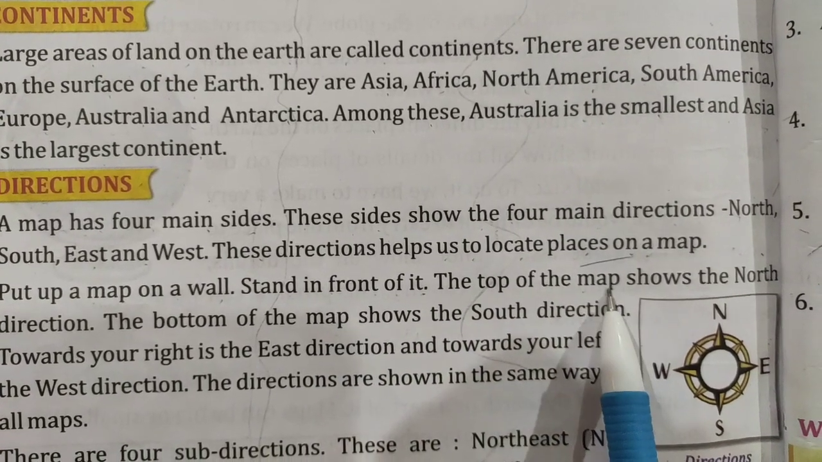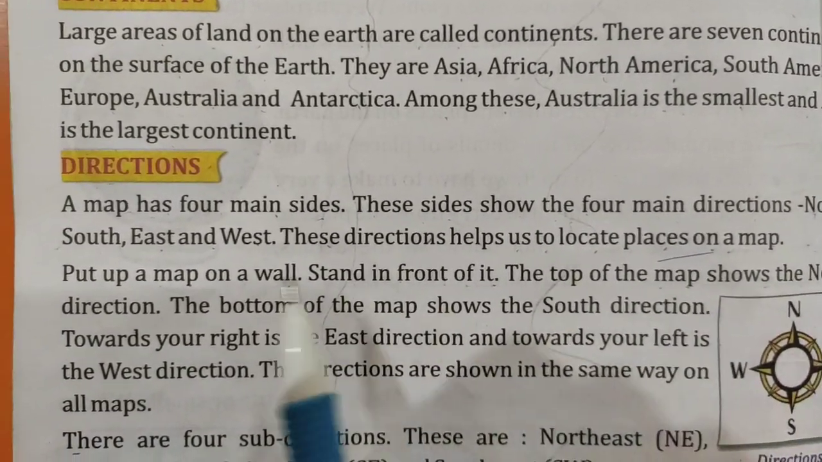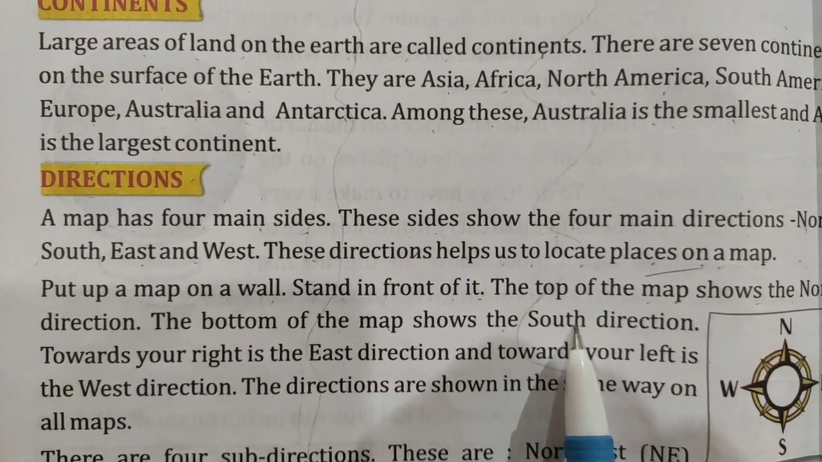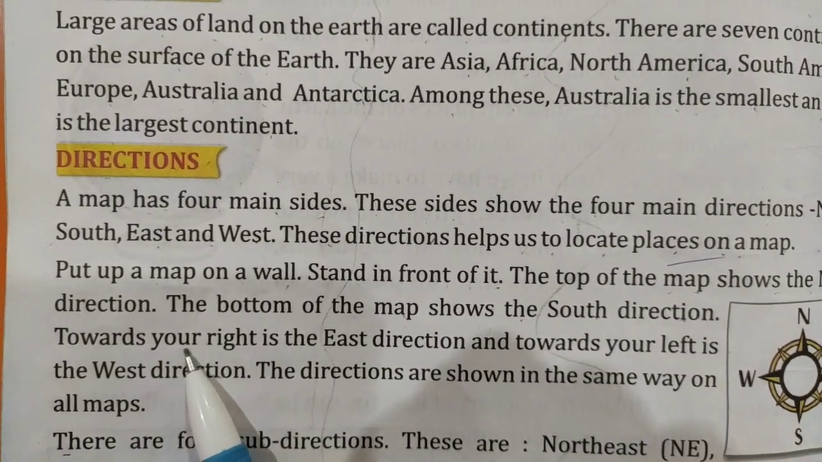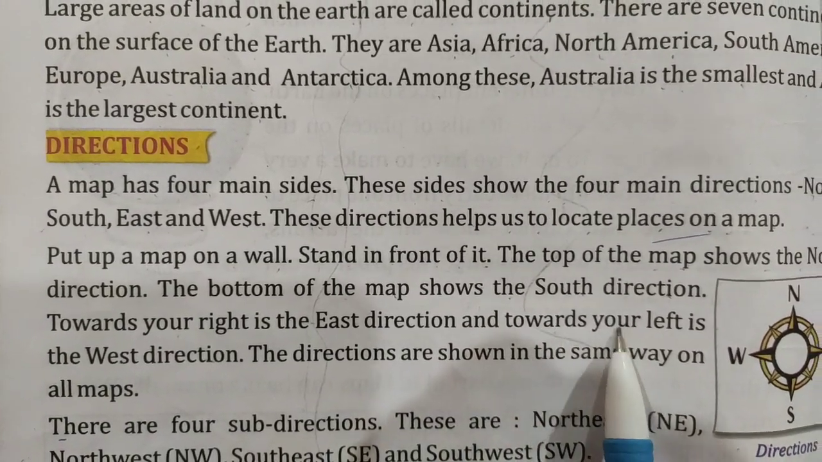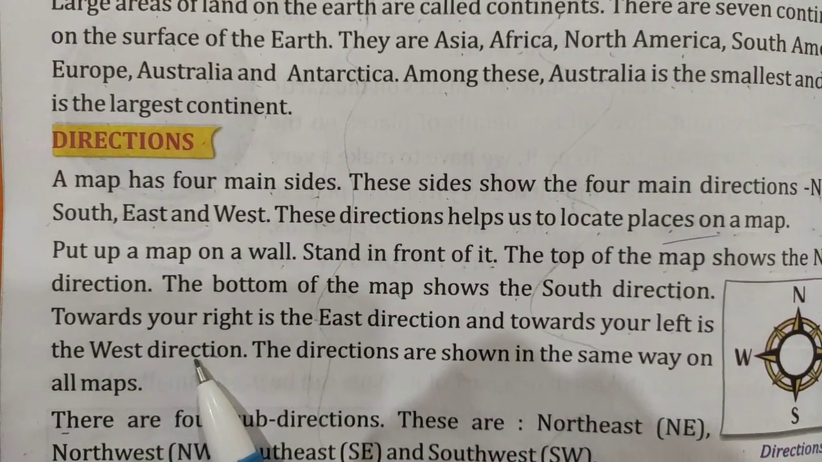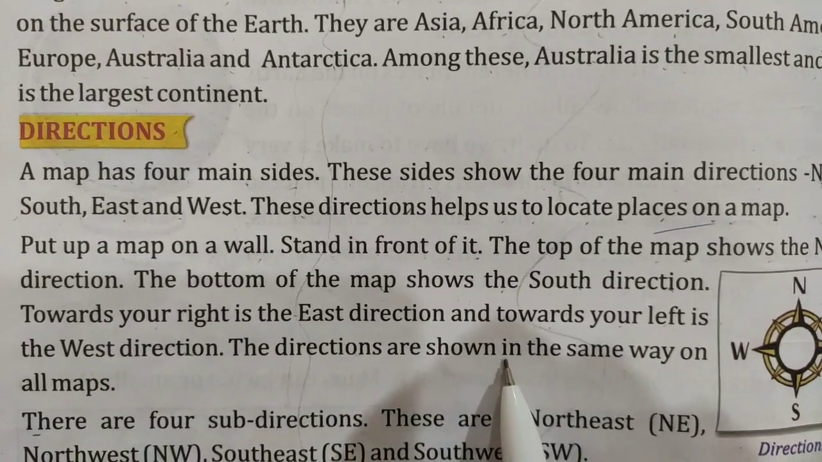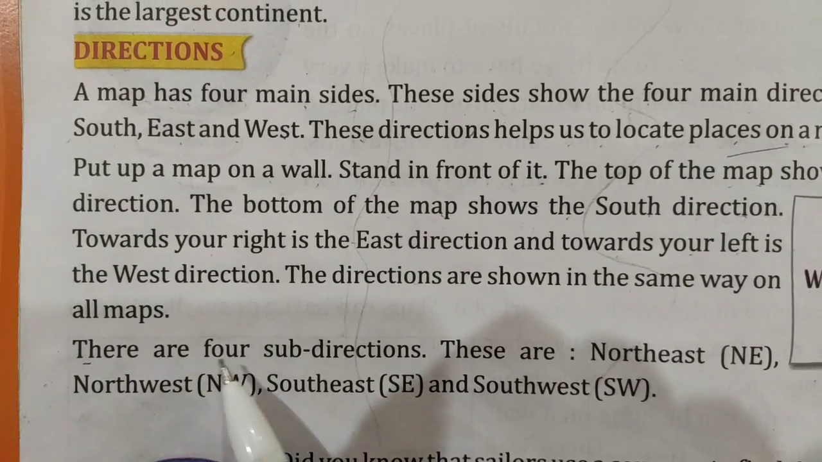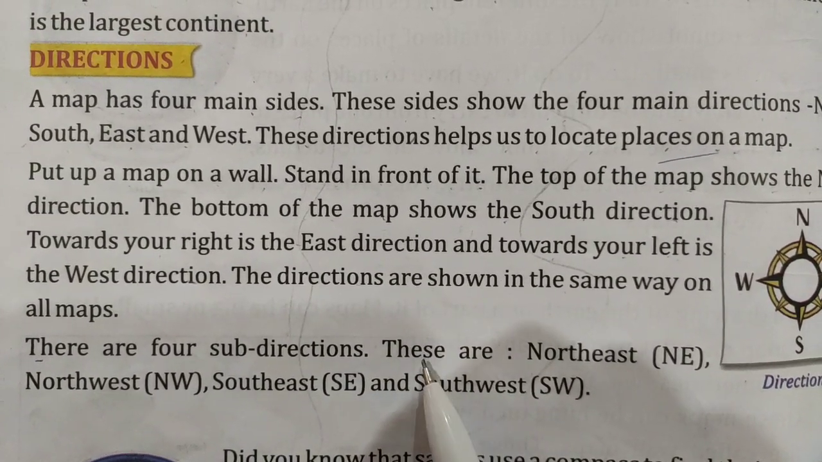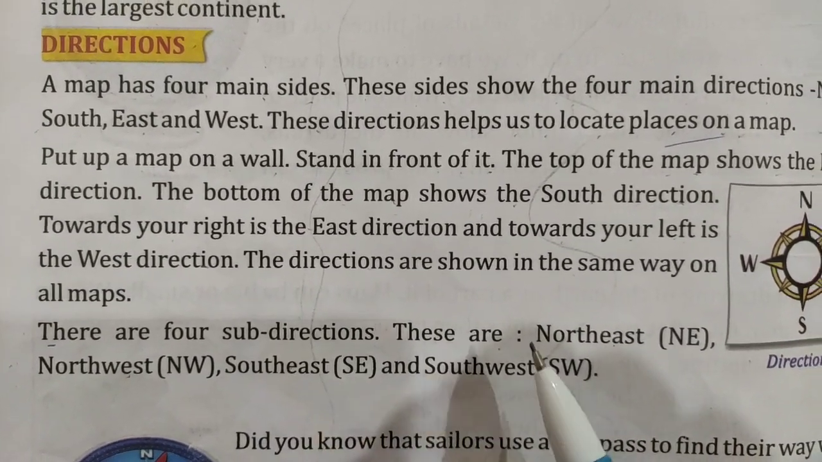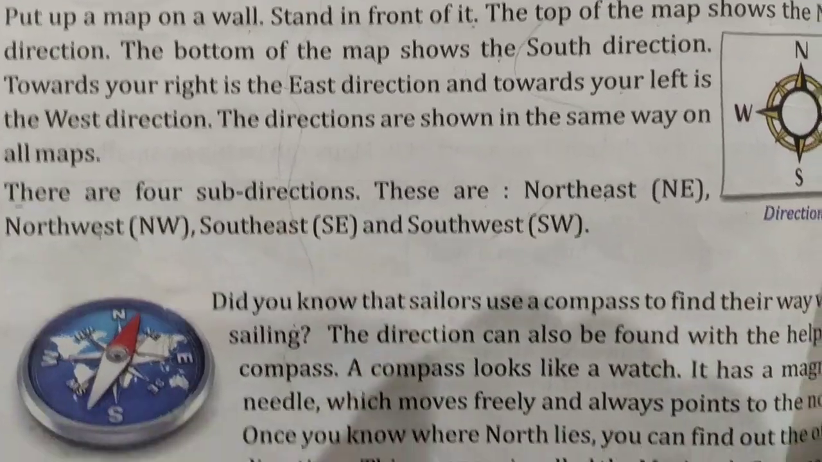The top of the map shows the north direction. The bottom of the map shows the south direction. Towards your right is the east direction and towards your left is the west direction. The directions are shown in the same way on all maps. There are 4 sub-directions. These are northeast, northwest, southeast and southwest.